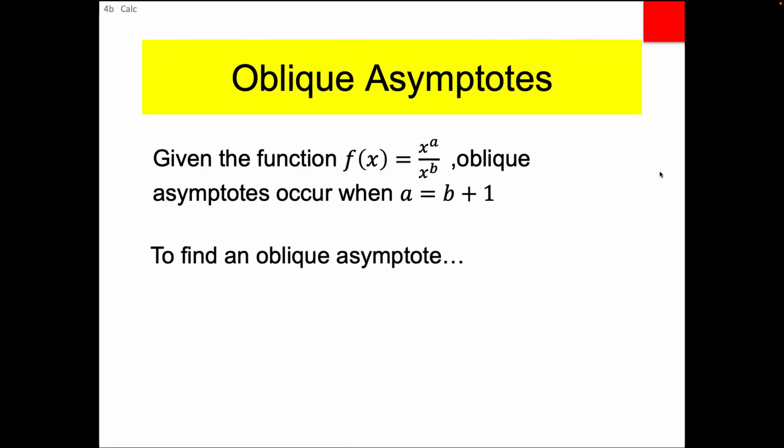Okay, great. That identifies there is one. It was the second part of the statement that was the pain. You remember what the pain was? The top highest power is one more than the bottom, so there's an oblique asymptote. Do you remember what you did? You did long division.